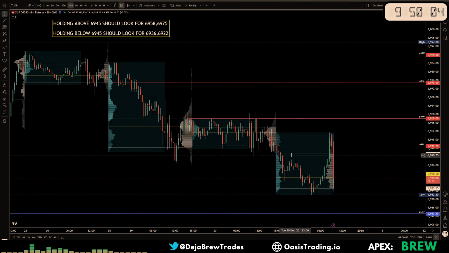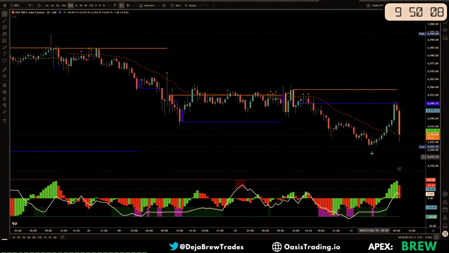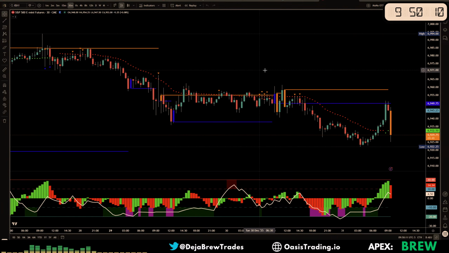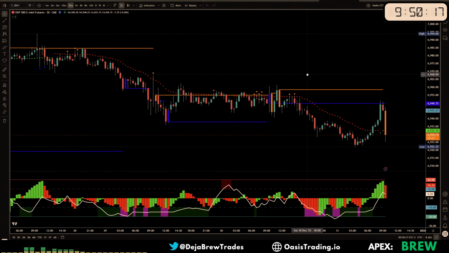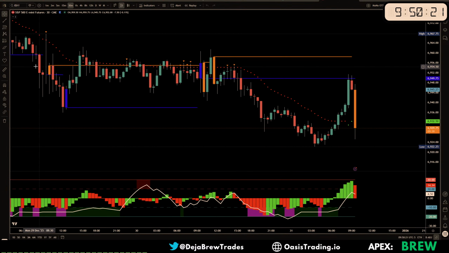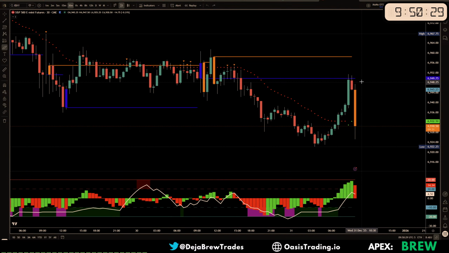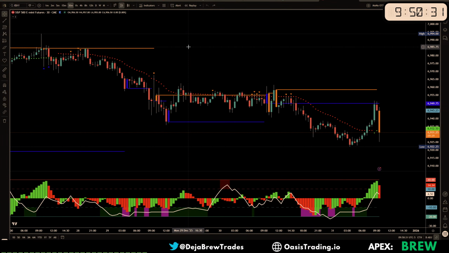Pretty nasty rejection of that 30-minute pivot. Which, by the way, I forgot to do the Momo Monday this week. So I'll either do it on Friday or we'll just do it on Monday. Hopefully I remember. Yeah, the pivot right here. This is the pivot from the open of yesterday. Being rejected.